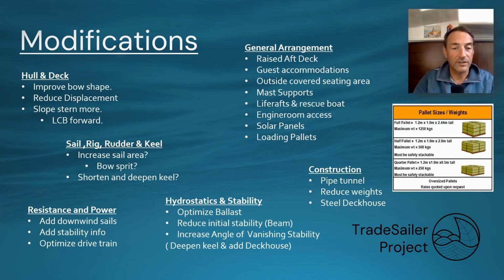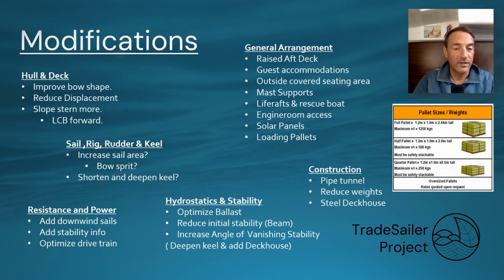Next one is sail rig and keel. We could increase the sail area. I had a look at that. The boat is at about 10 on the sail area displacement ratio. It can go up a little bit, which helps the boat sail in lighter winds. We could add a bowsprit to put on a bigger Genoa or an asymmetrical, and shorten and deepen the keel. Shortening and deepening the keel will help in increasing the angle of vanishing stability, which we'll get to in the stability part.